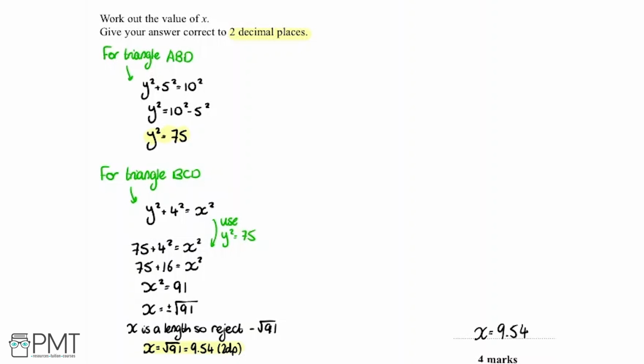So seeing where we get the 4 marks, we get the first mark up here for getting to y squared being equal to 75. Second mark down here for this part, so we got 75 plus 4 squared equals 91. We get our third mark for square rooting to make x the subject of the equation. Then we get the fourth and final mark for a correct answer of 9.54.